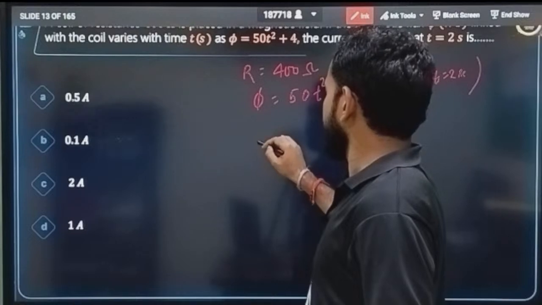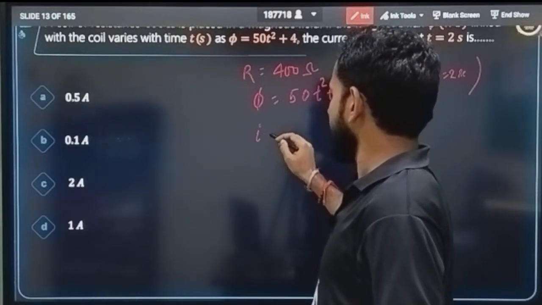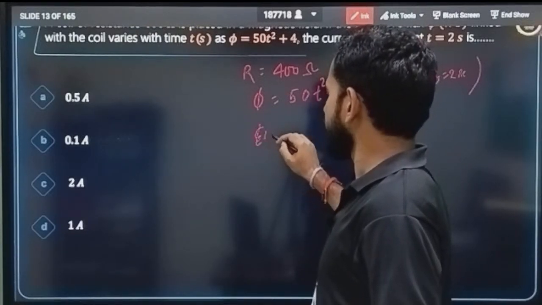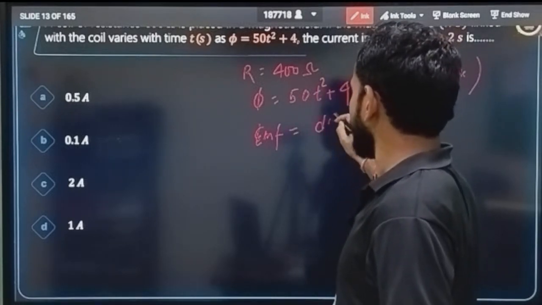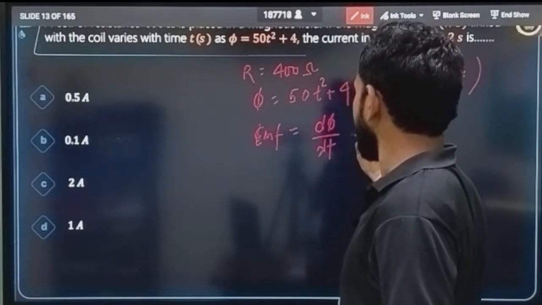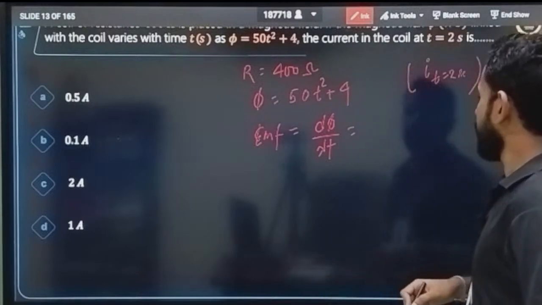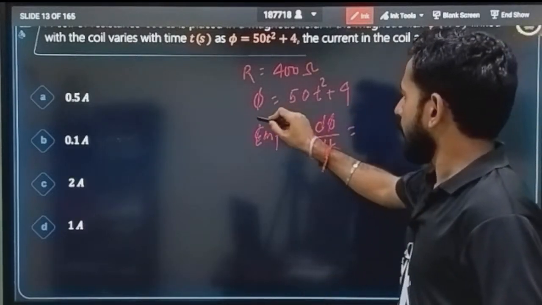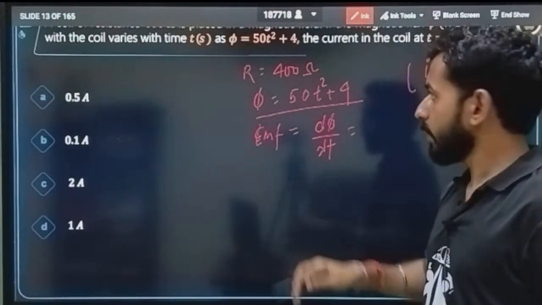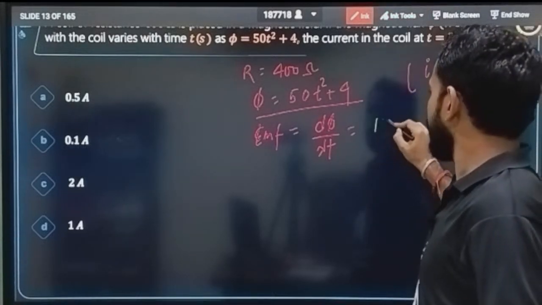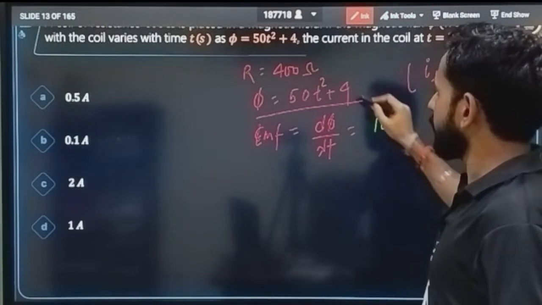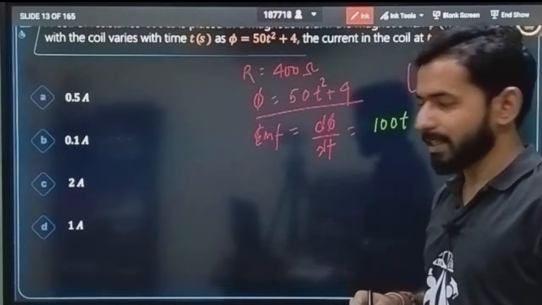So what can I do? Firstly, can I calculate the EMF that will be induced? What is EMF? EMF is nothing but d phi by dt. Simply differentiate it, you will have your EMF. Now how to differentiate it? I guess all of you students know how to differentiate. What will the differentiation be? Differentiation will be 100 t, and the differentiation of 4 will be equal to 0.